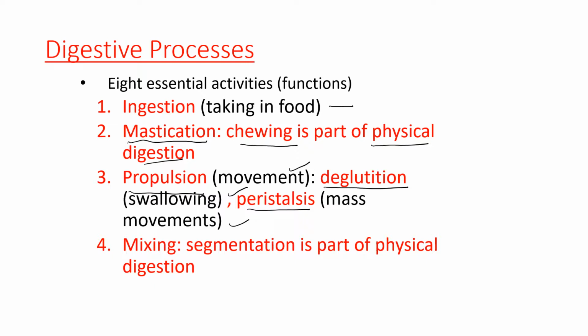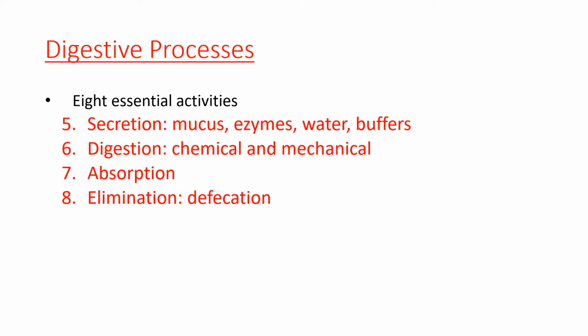Mixing or churning is accomplished by segmentation and is a part of physical digestion. Secretion of enzymes, water, and buffer is another essential activity of the digestive system. Digestion is the breakdown of food by chemical and mechanical means. Note that mastication is part of physical digestion, as is the churning of food or segmentation.